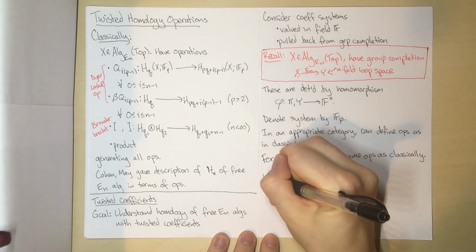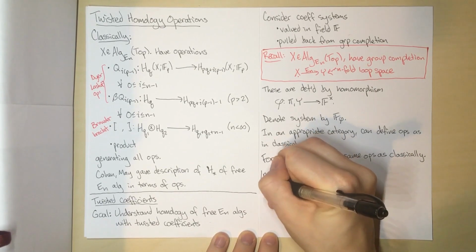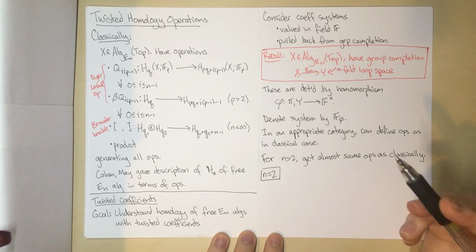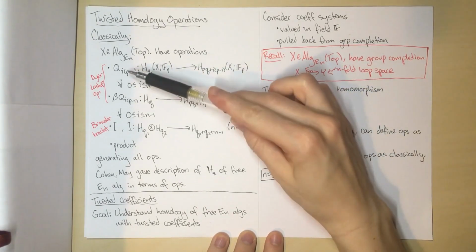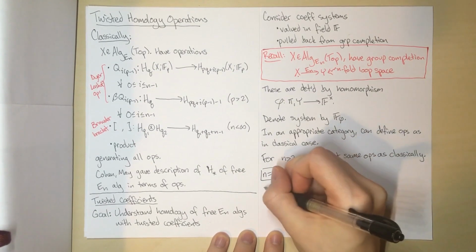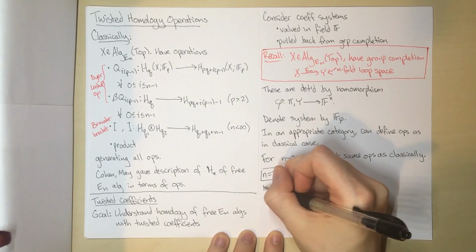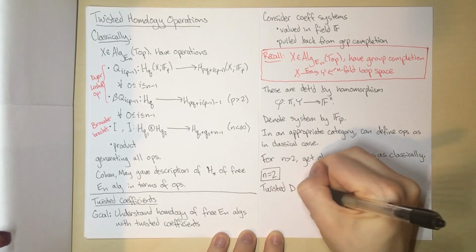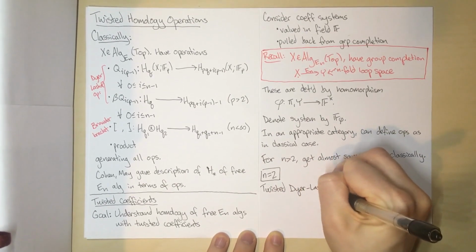So instead today I want to talk about the case n equals 2 because there things are actually a bit different. So if you remember that classically we had these types of operations, and so we'll start by thinking about what the analogs of those might be in the twisted case. So first I'll say a word about the twisted versions of the Dyer-Lashof operations.